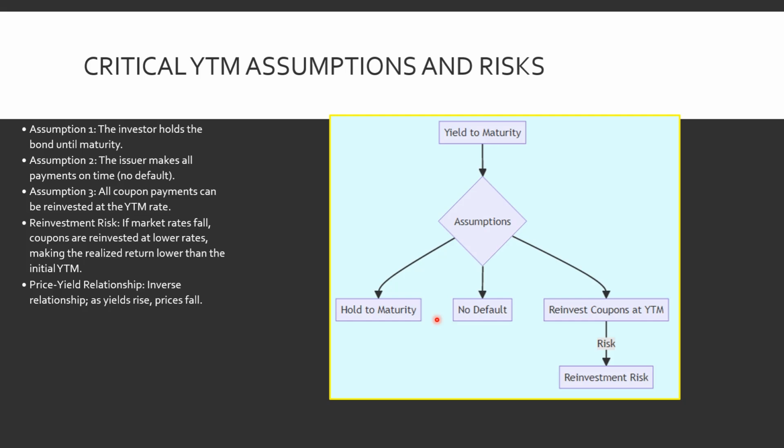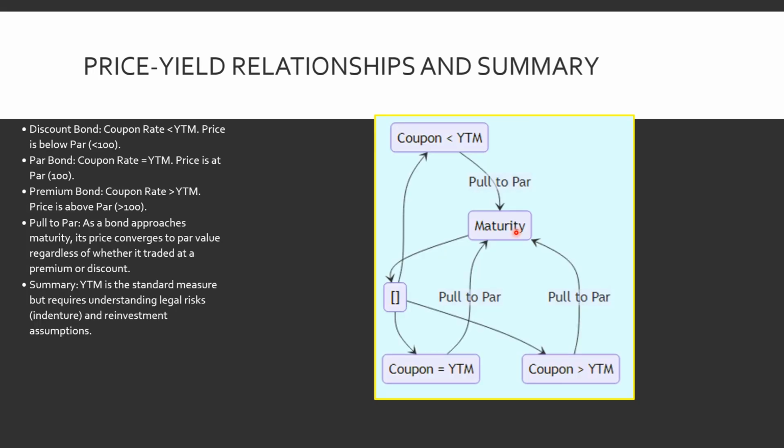In this diagram also, these three assumptions are shown: it rests on holding to maturity. If you are holding a bond till maturity, there would not be any credit risk or default, and you would reinvest at the same YTM, which is not true, correct? But to understand things beyond the internal rate of return, investors generally use the YTM. Now let's look at the relationship between price and yield, and then summarize.